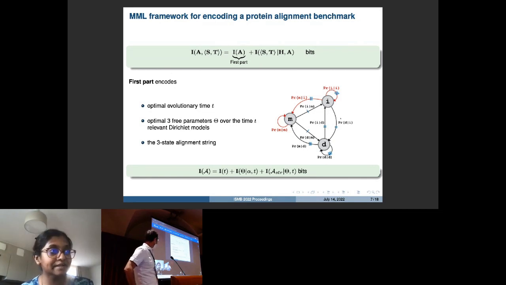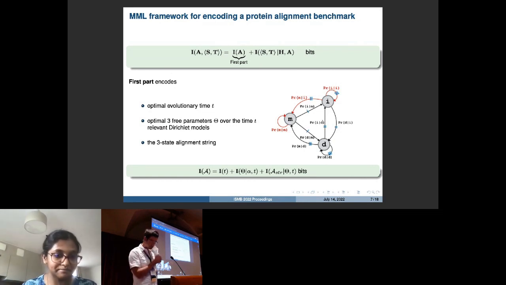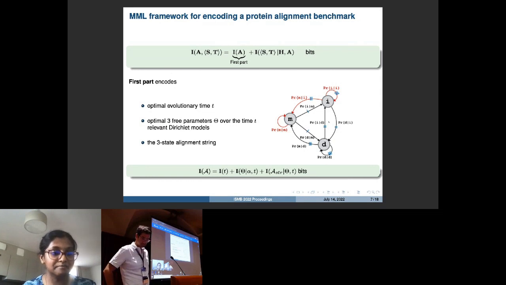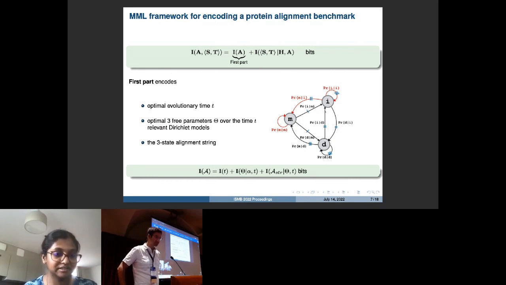And then for the time parameterized version, under the Markov model that we have, we can estimate the optimal evolutionary time for each pair of proteins. So we binned the entire protein alignment data set into time bins. And then for each bin, we computed optimal Dirichlet models that explain these tree-free parameters here. For each time bin, we have a different Dirichlet model estimation. And that was our time parameterized version of the alignment model.